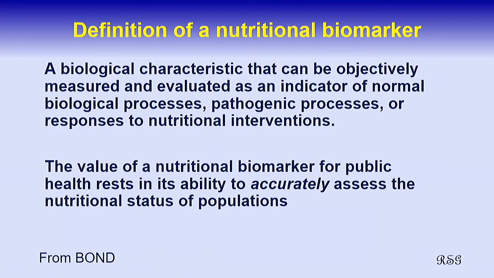First of all, I'd like to begin by defining what we mean by a nutritional biomarker based on the BOND definition. This is a biological characteristic that can be objectively measured and evaluated as an indicator of normal biological processes, pathogenic processes, or responses to nutritional interventions. The value of a nutritional biomarker for public health rests in its ability to accurately assess the nutritional status of populations.